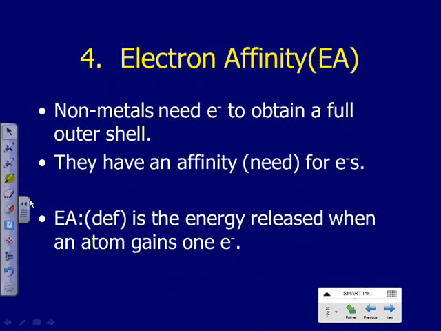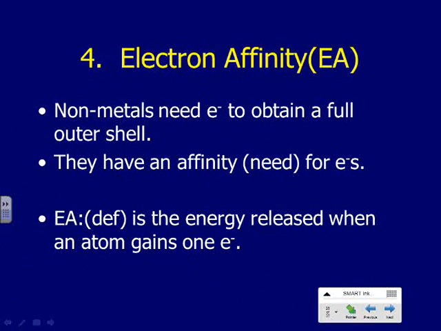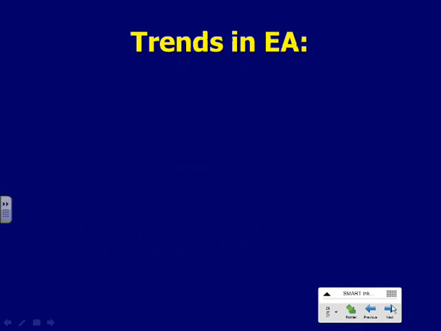Electron affinity. Remember, when an electron gets pulled into an atom, it gives off some energy. It actually gives off a little bit of heat energy. It makes the atom vibrate a little bit.